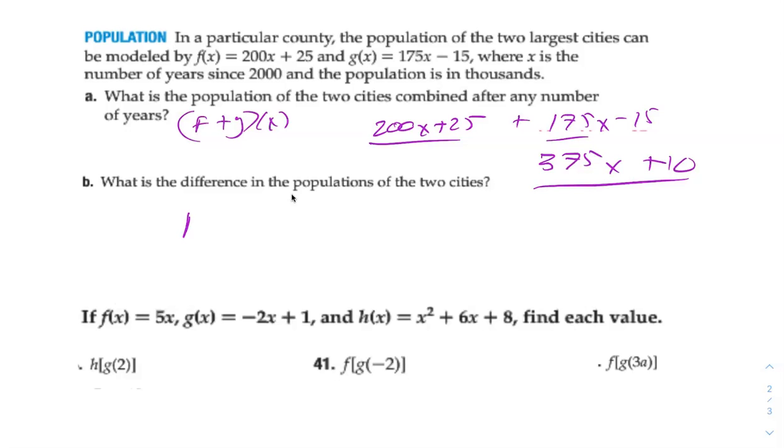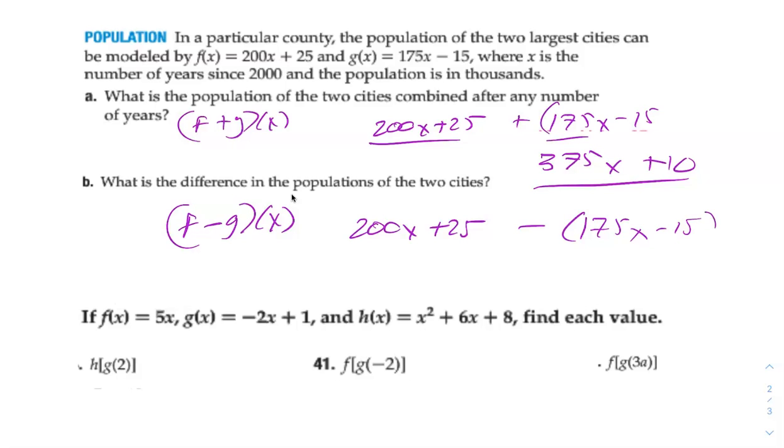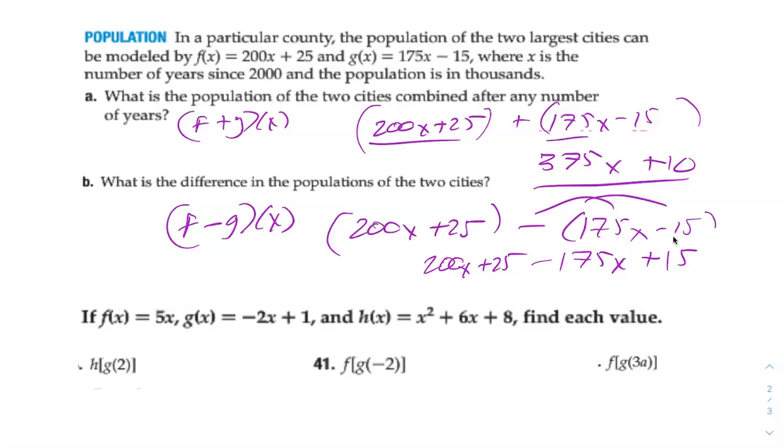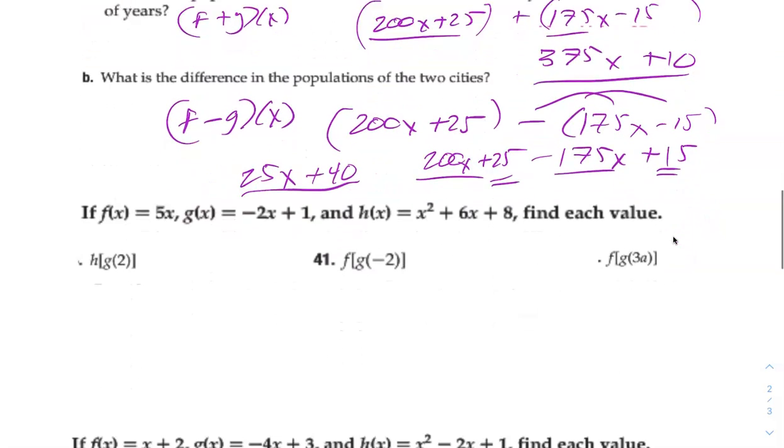What's the difference in population of two cities? So now they want to subtract. So f minus g of x, so 200x plus 25 minus parentheses 175x minus 15. And technically I should probably put parentheses here and here, but this is the one that matters, right? When the minus sign has that parentheses. Distribute the negative, so negative 175x plus 15, 200x plus 25. Add like terms, so that's just 25x plus 40. And there we go. So that's how you use an application problem.